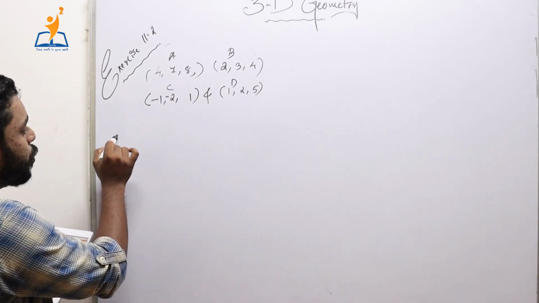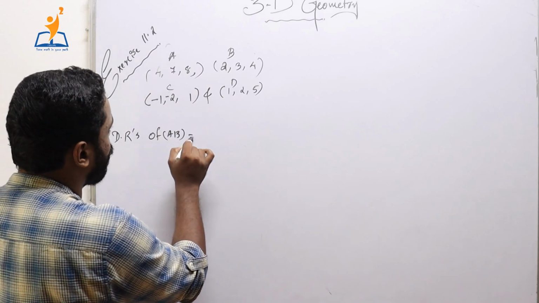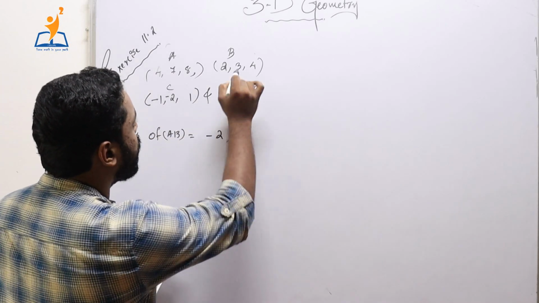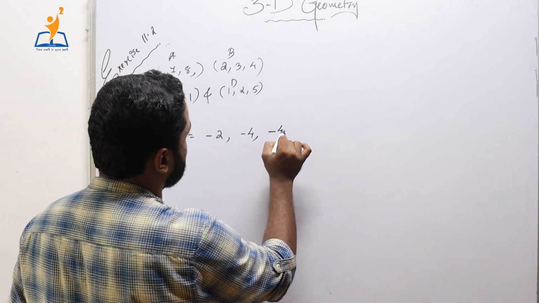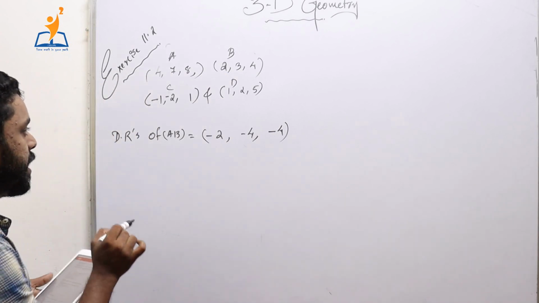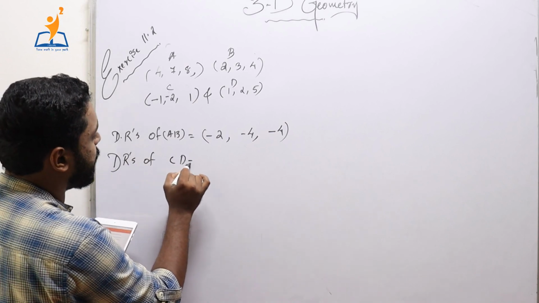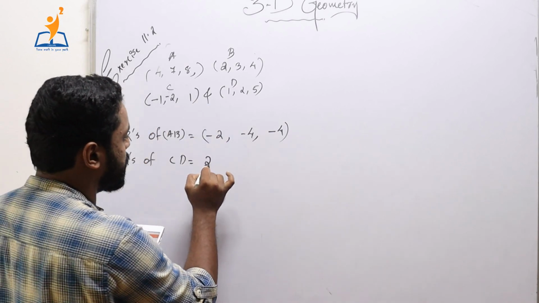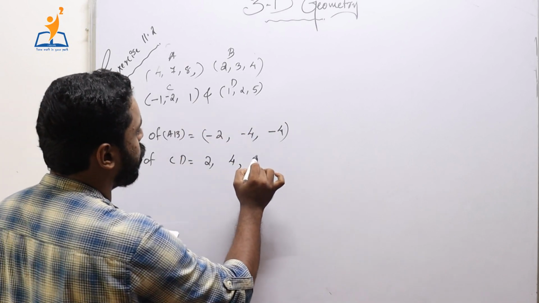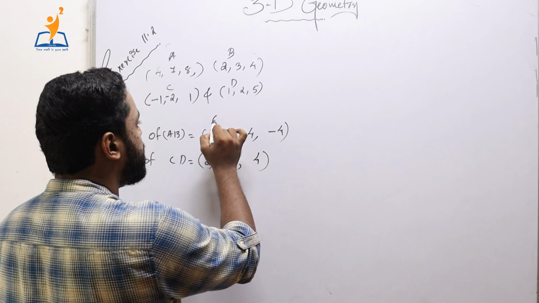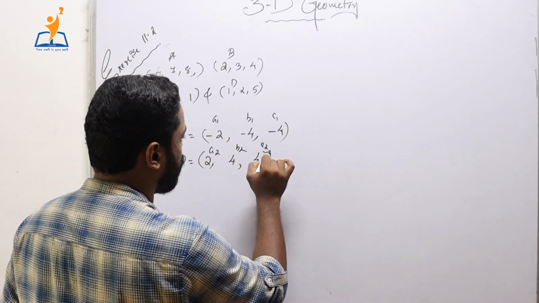So first of all, we have to find the direction ratios of AB. This is very simple for you now. 2 minus 4 is minus 2, 3 minus 7 is minus 4, and 4 minus 8 is again minus 4. This is the direction ratios of the first line AB. Now the direction ratios of CD: 1 minus minus 1 is equal to 2, 2 minus minus 2 is equal to 4, 5 minus 1 is equal to 4 again.